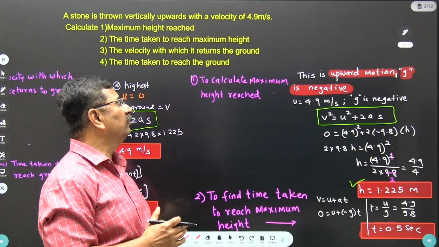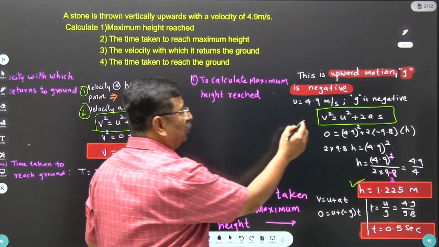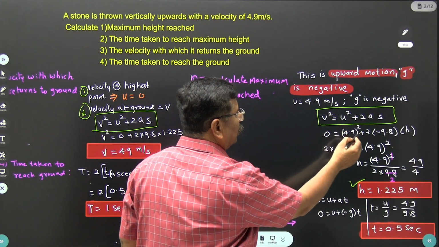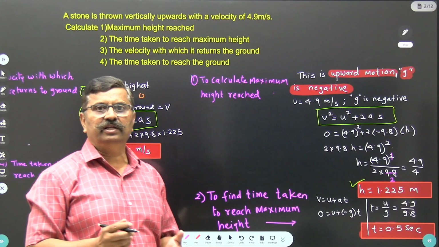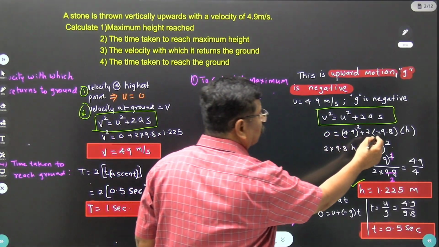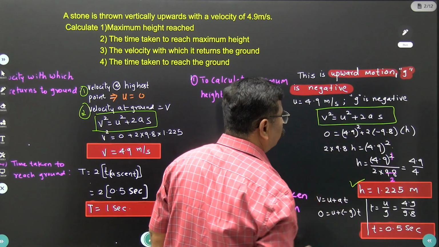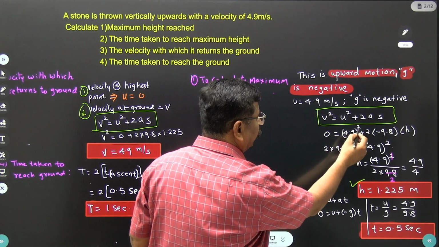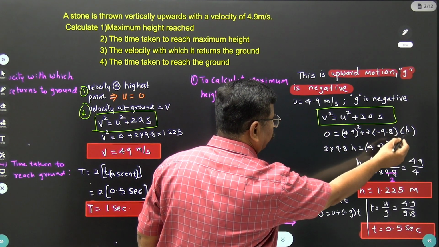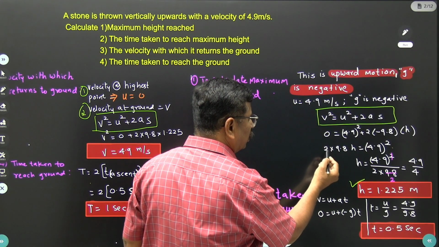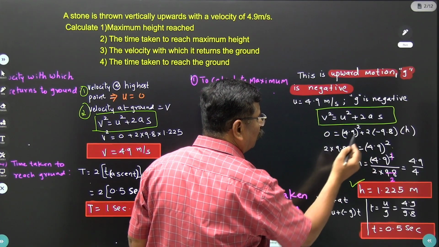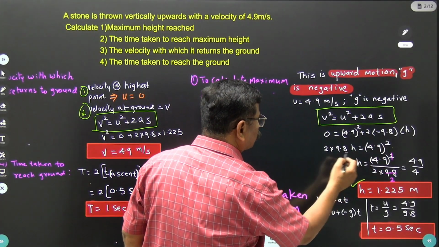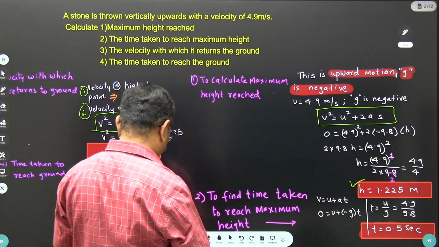And we want to first calculate the maximum height reached. Final velocity is 0 at the top point. Initial velocity is 4.9 meter per second. Plus 2 into acceleration, which is negative, minus g, that is minus 9.8, into s, which is the height attained by that stone. So therefore 0 equals 4.9 square minus 2 into 9.8 h. This term I will take to the other side. This will become 2 into 9.8 into h is equal to 4.9 square. Now h is equal to 4.9 whole square divided by 2 into 9.8.